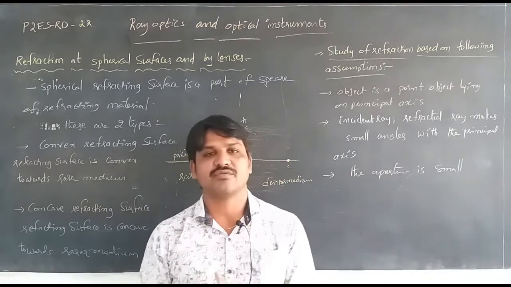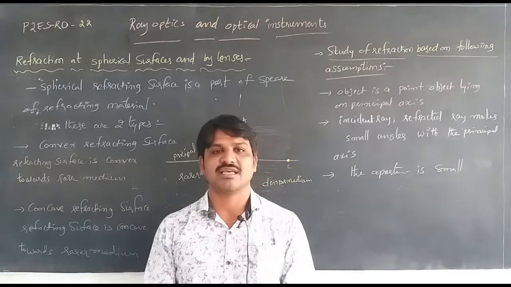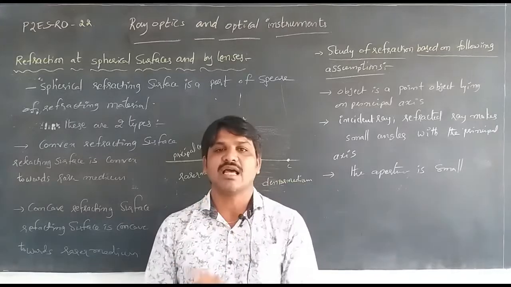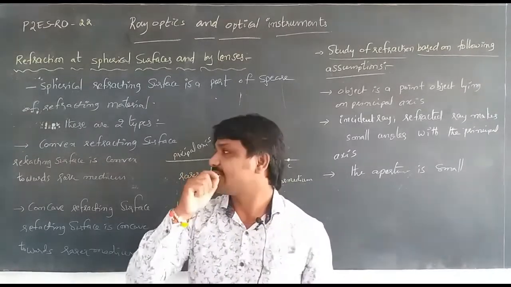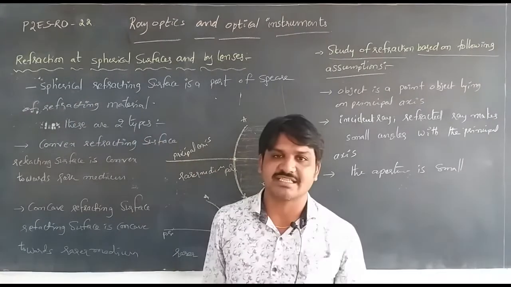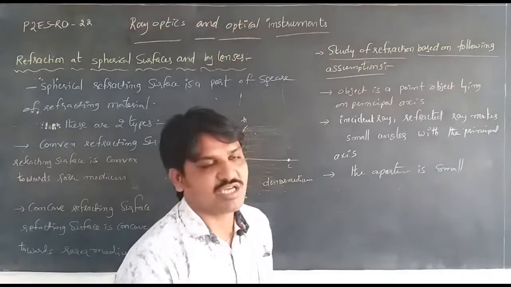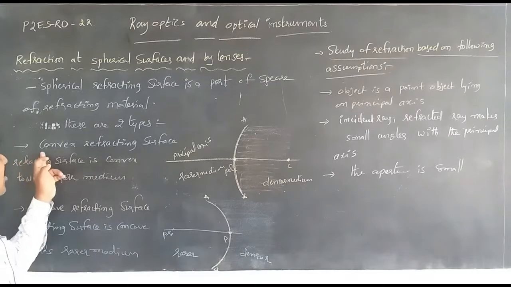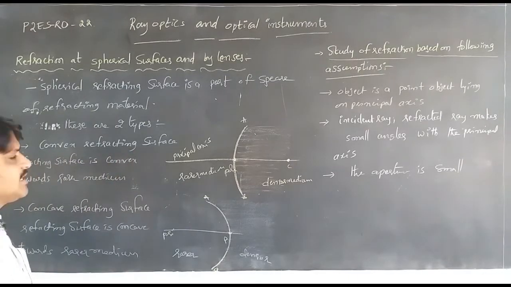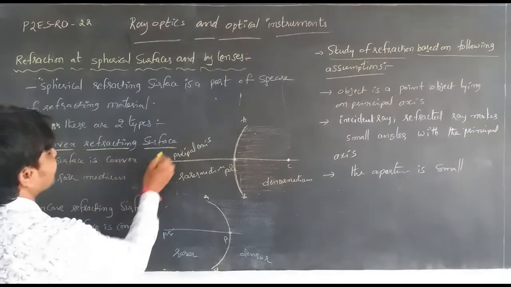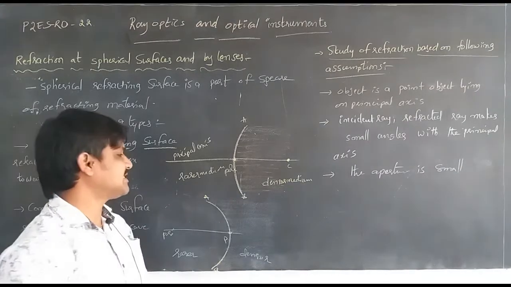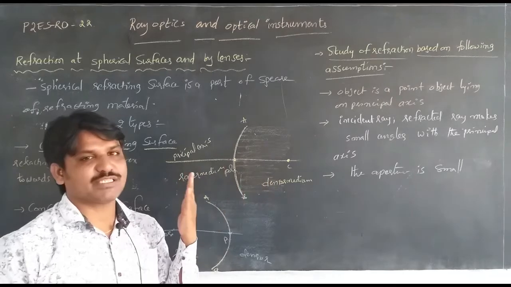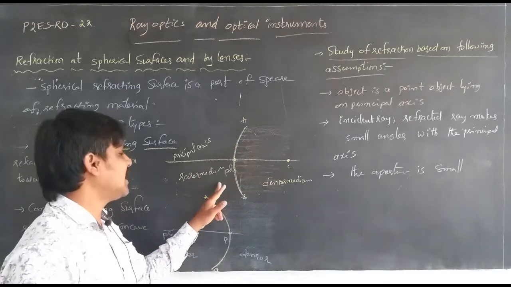Whatever the refracting material is, the part where the light is incident and refracts is called a refracting surface, that is, a spherical refracting surface. There are two types of refracting surfaces. The first one is a convex refracting surface. Convex refracting surface means when the light is incident, the refracting surface is convex towards the rarer medium.